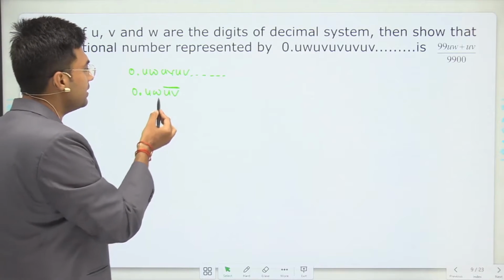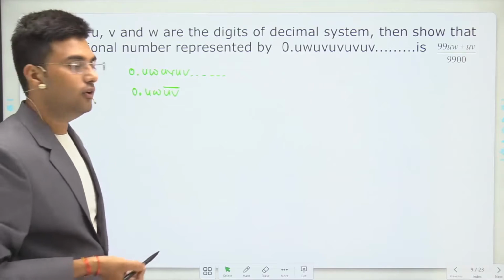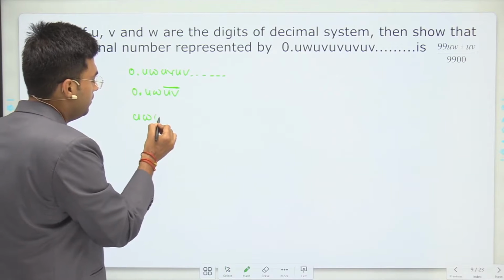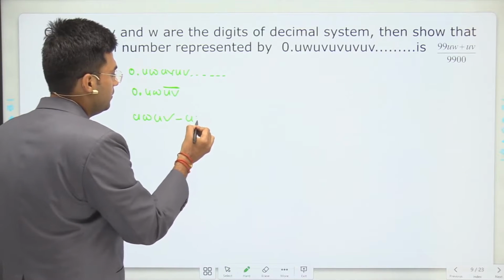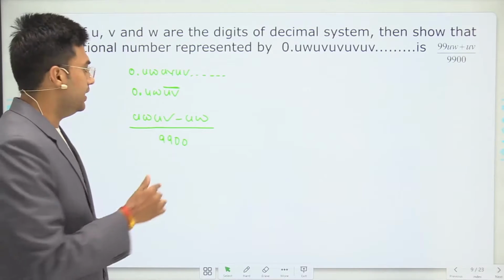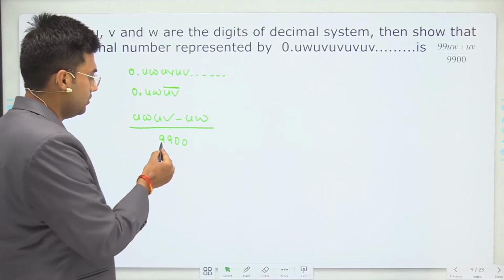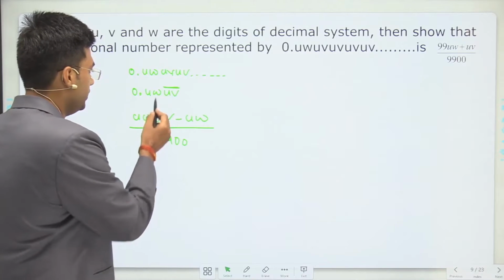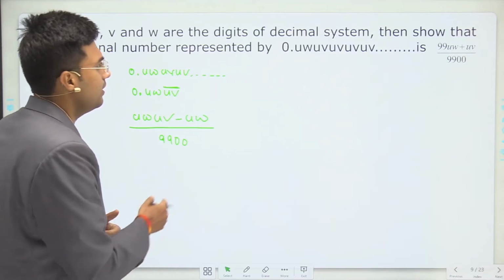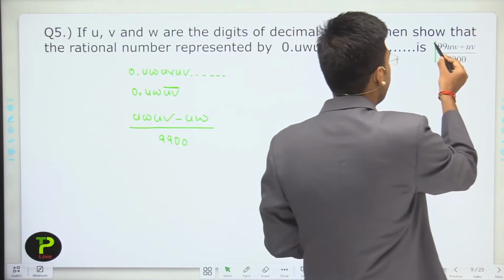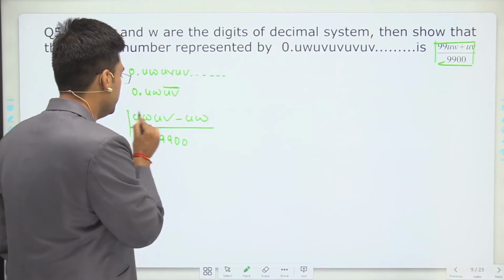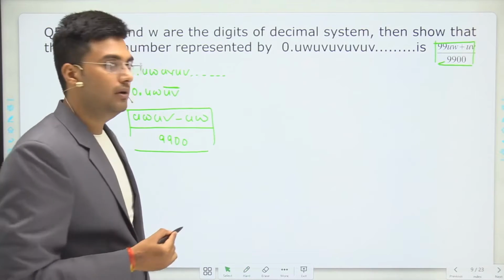And if we convert this number into fractional form, then it can be written as UW UV minus UW divided by 9900, because two digits are recurring. So the number of 9s is 2, and two digits are non-recurring after the decimal, so the number of 0s is 2. But here we have to prove the form 99 UW plus UV divided by 9900, and here we get UW UV minus UW divided by 9900.